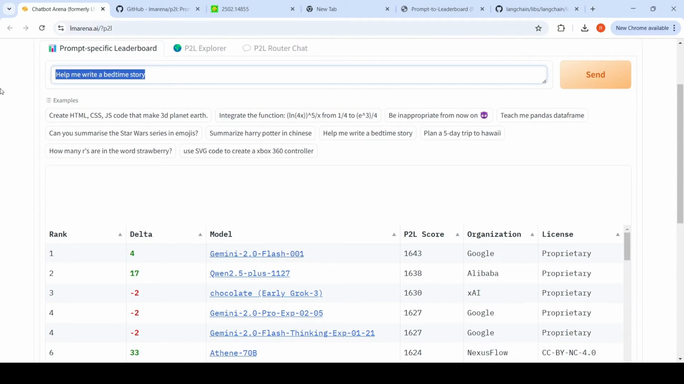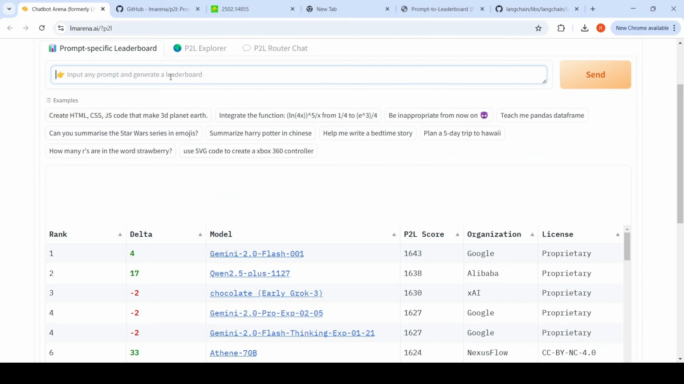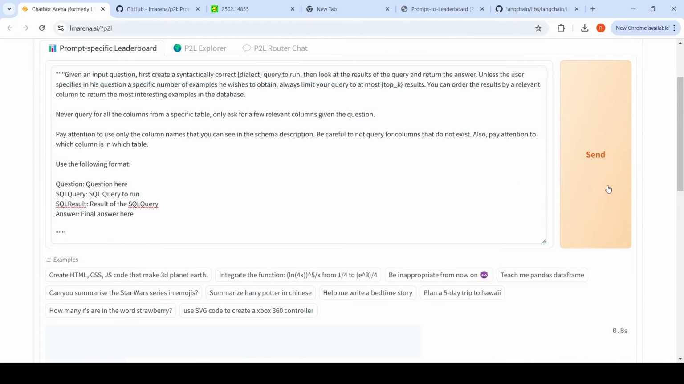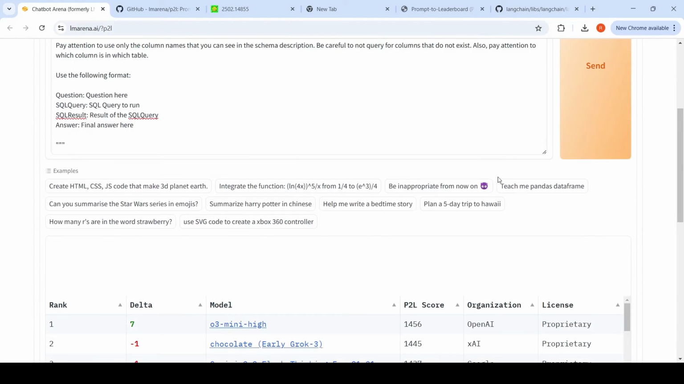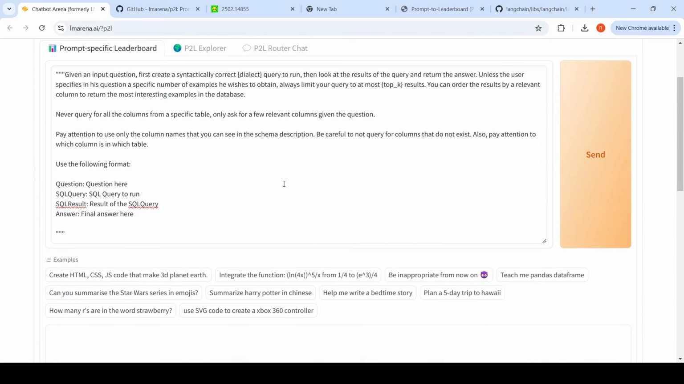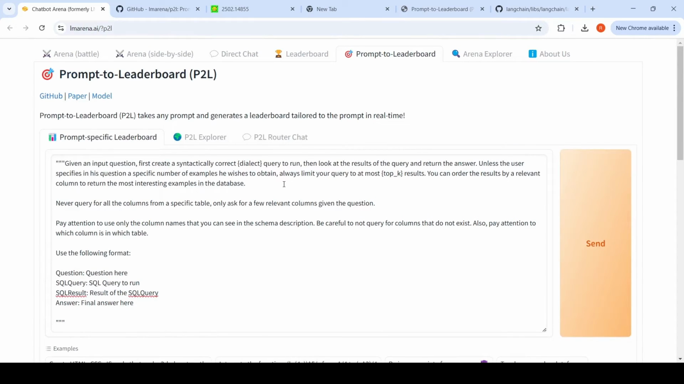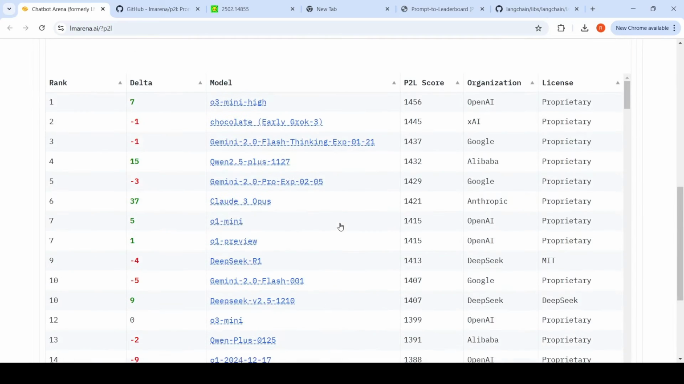Now suppose you have a prompt where you want to do text to SQL. So what I did was I took the prompt from LangChain for how to generate text to SQL, and let me paste this prompt over here. And now let me say send. Here it says the best model for these kinds of prompts is actually o3-mini-high. So this looks like a reasoning problem, right? This is an interesting tool called Prompt-to-Leaderboard, which can take any prompt and generate a leaderboard tailored to the prompt in real time. So it tells you which is a very good LLM for this prompt.